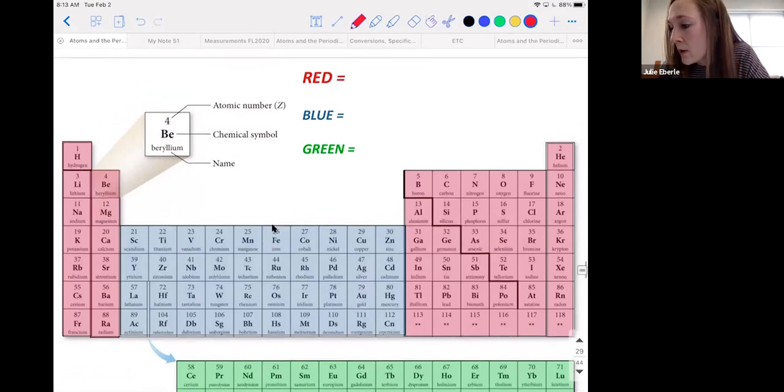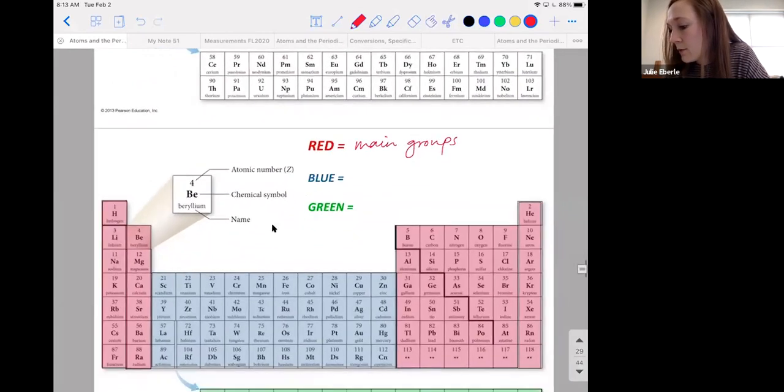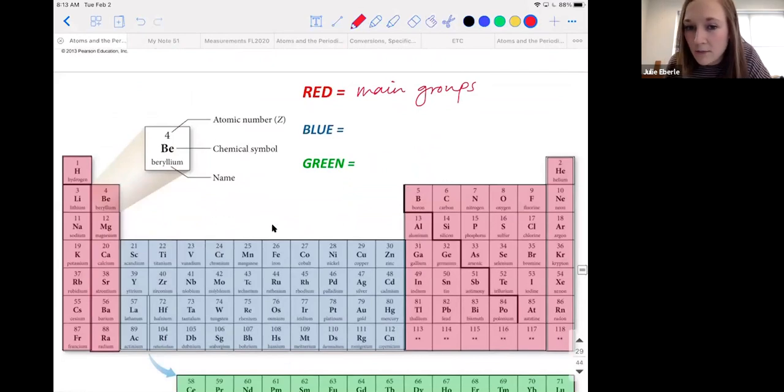So in red, we call these the main groups. Main groups, okay? Notice that the blue section is not included in that. The blue section is something different. Even though you have, 1, 2, 3, 4, 5, 6, 7, 8, you have like 10 groups in this blue section. These are different groups, okay? And the blue section is called transition metals.